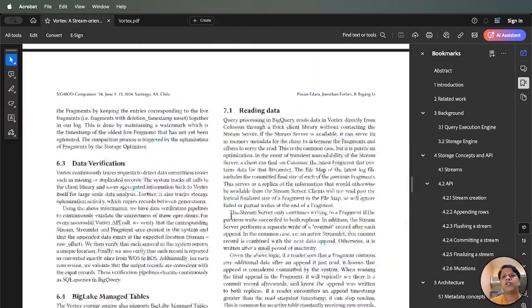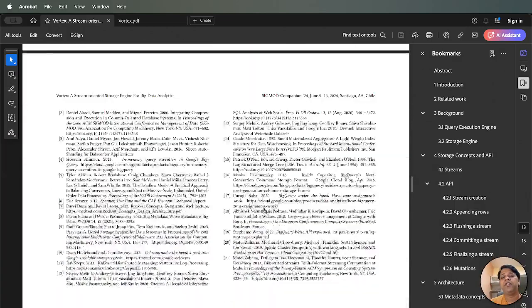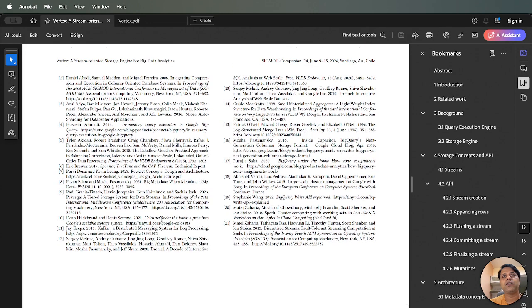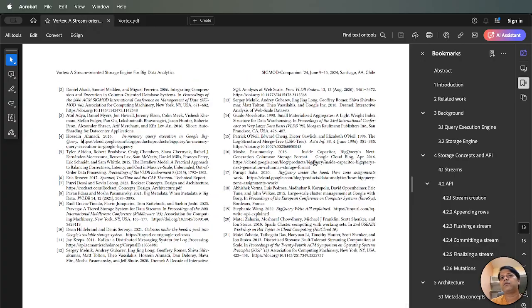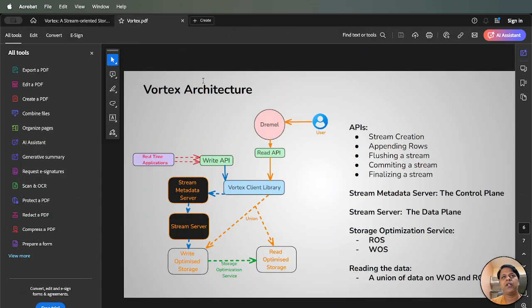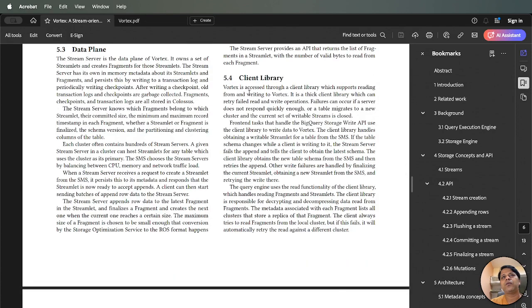One of the more interesting pieces is the references it uses. You can go through them, like how Colossus works, and how query works in BigQuery, the file format, the LSM tree, all of it is there. Hopefully this overview will help you to read this paper on your own, to read the jargon as well, and understand how it works.